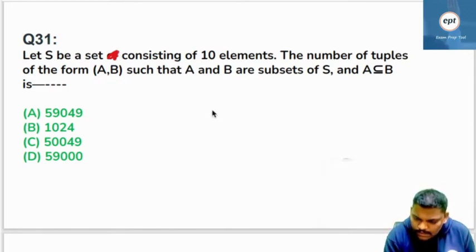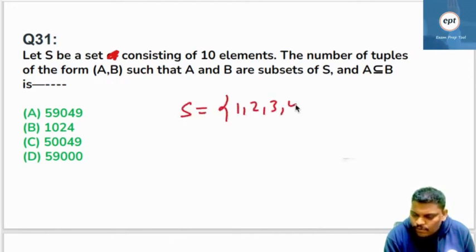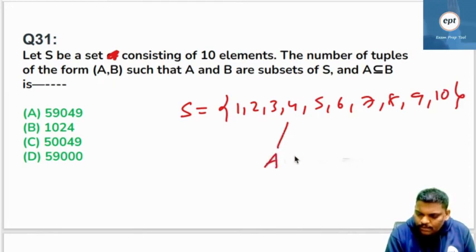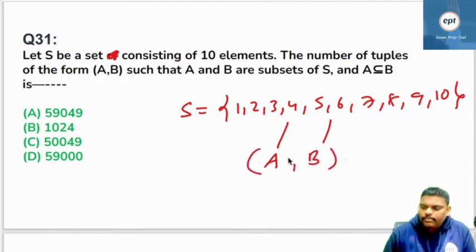So this may be the case. If S contains 1, 2, 3, 4, 5, 6, 7, 8, 9, 10, these many elements, from S you have to select two subsets: one subset A, one more subset B. You have to select two subsets A and B from S.